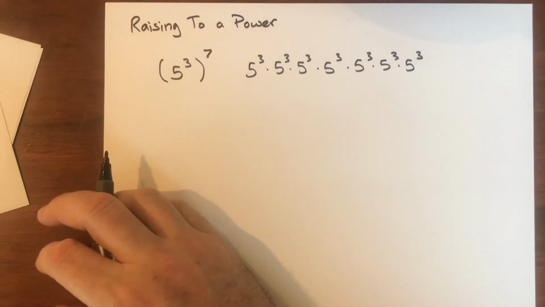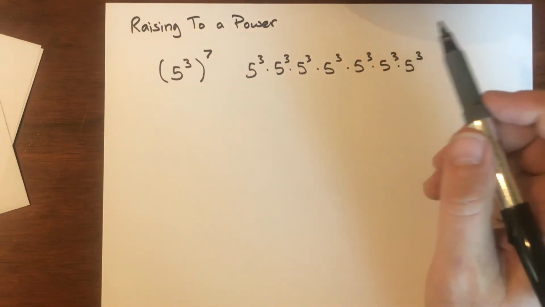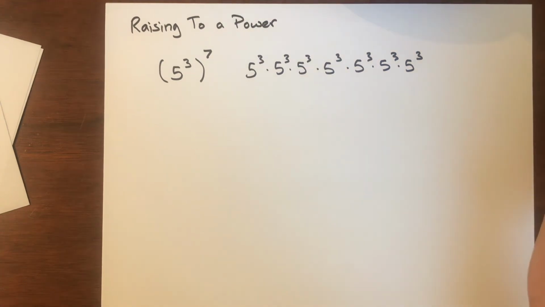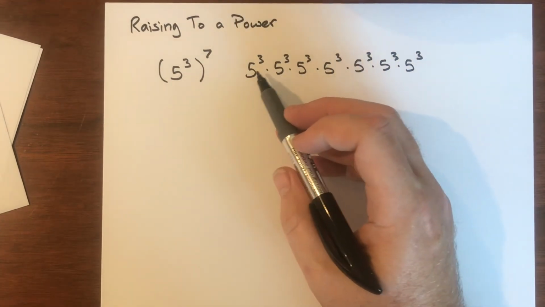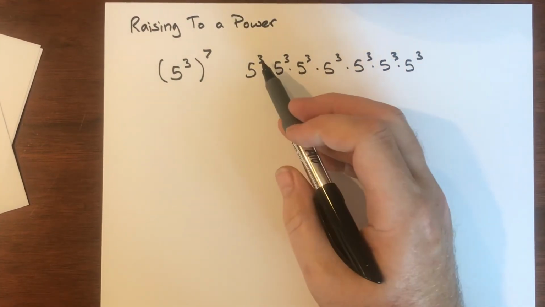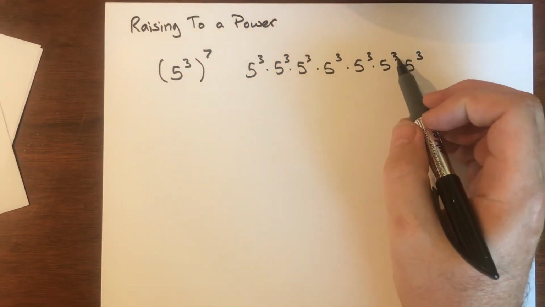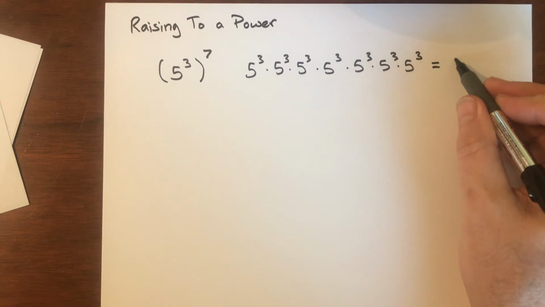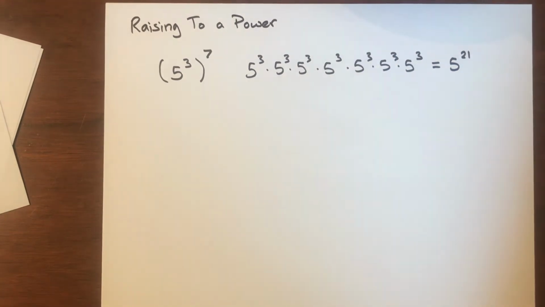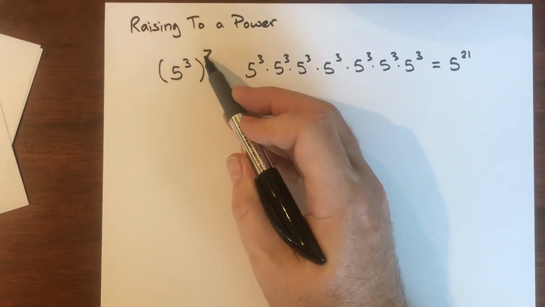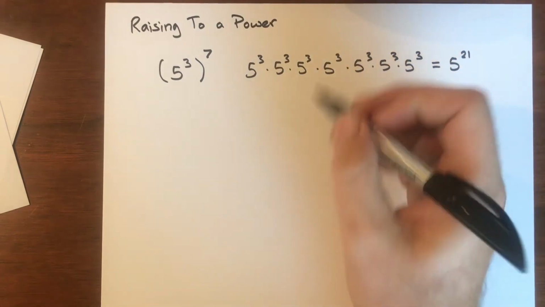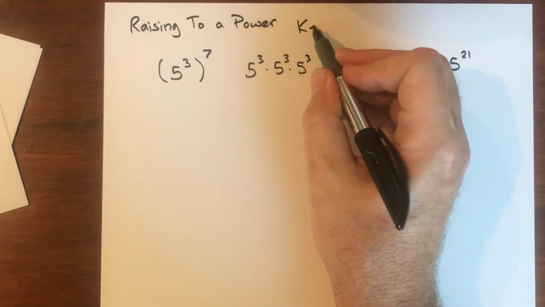So what's the shortcut? Instead of writing it out every time, there's always a shortcut. I would keep the base and I'd add the exponents. 3 plus 3 is 6, 9, 12, 15, 18, 21. And the shortcut, of course, is 3 times 7 is 21. So we're going to keep that base.